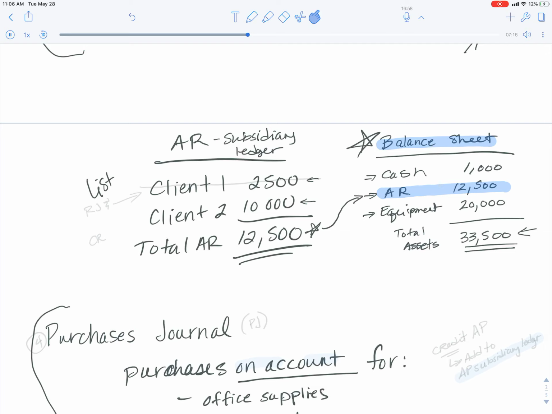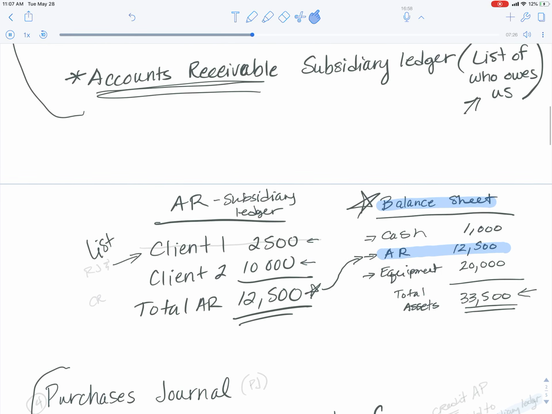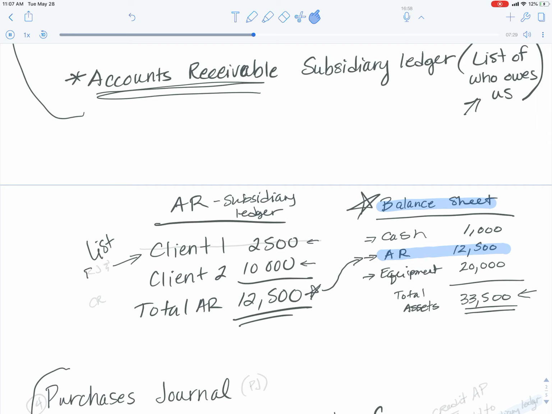The last two types of journals are in the expense cycle. So the fourth journal is the purchases journal, and the fifth journal is the cash payments or cash disbursements journal. I believe your book calls it cash disbursements journal, and I like to abbreviate that with CD. Disperse means to pay. Purchases, I like to abbreviate with PJ, purchases journal.